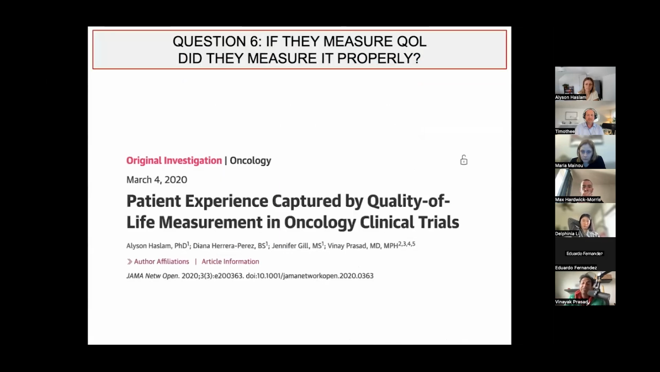Quality of life. Now, we talked about survival, we talked about surrogates for survival, but what about quality of life? Quality of life is arguably more important to patients. I think if you survey people, they say they would rather have a drug that made them feel better than made them live longer. But the question is, when clinical studies measure quality of life, do they measure it properly?